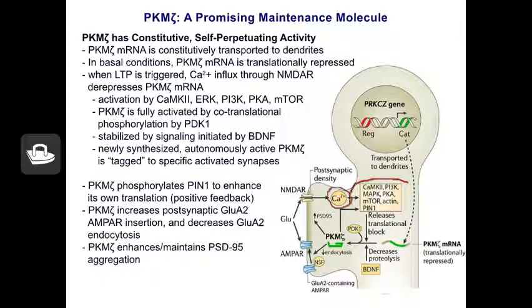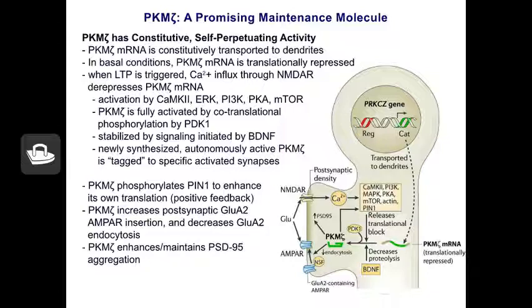to activate CAM kinase 2, ERK kinase, phosphatidylinositol 3 kinase, protein kinase A, and/or mTOR. All of those kinases can activate the expression of the protein kinase M-zeta messenger RNA. So each of these kinases can relieve protein kinase M-zeta from the initial translational repression.